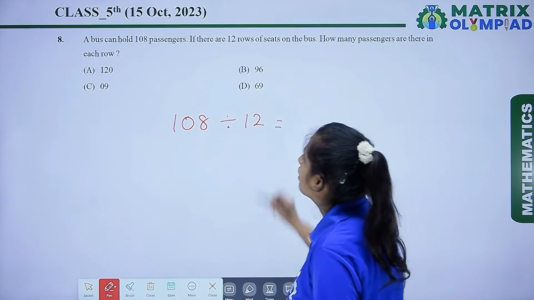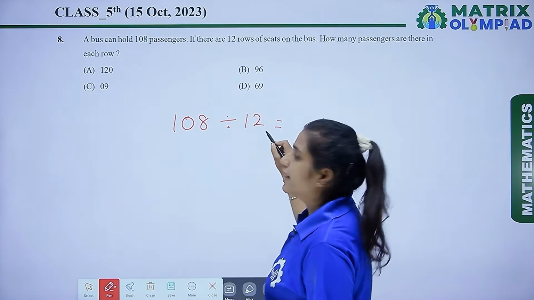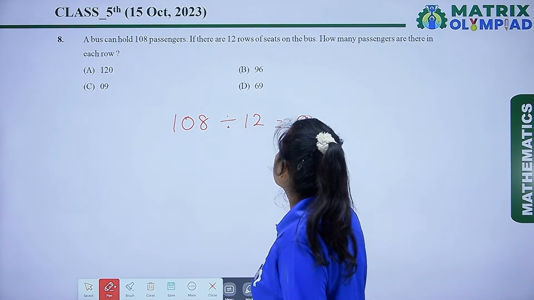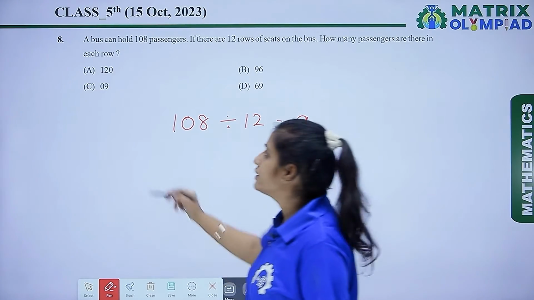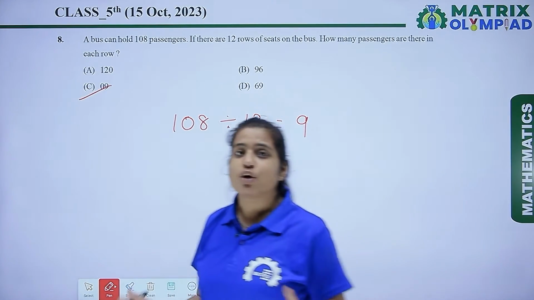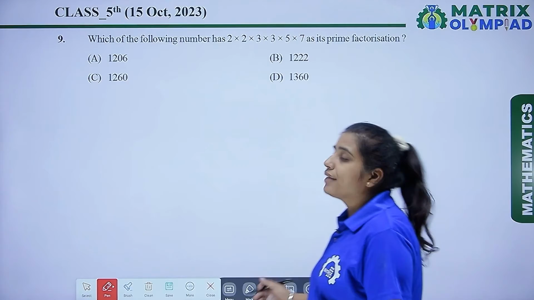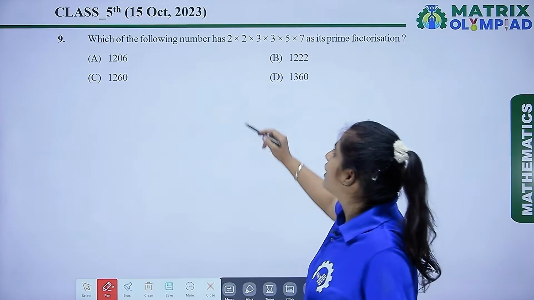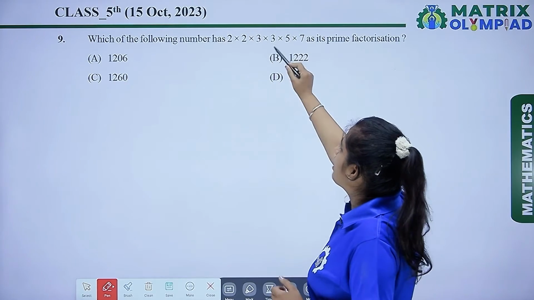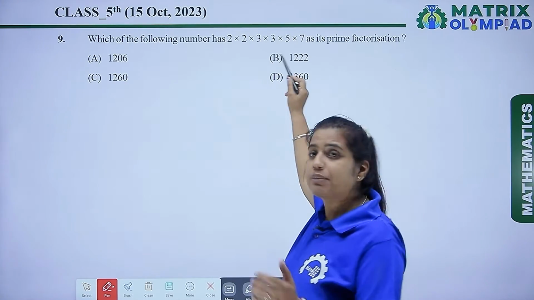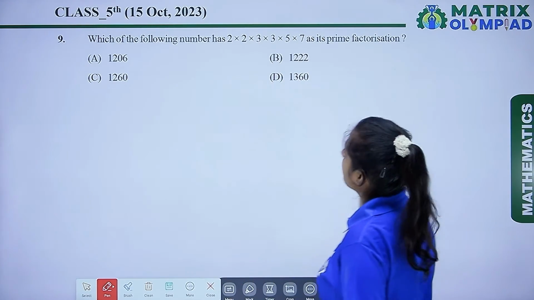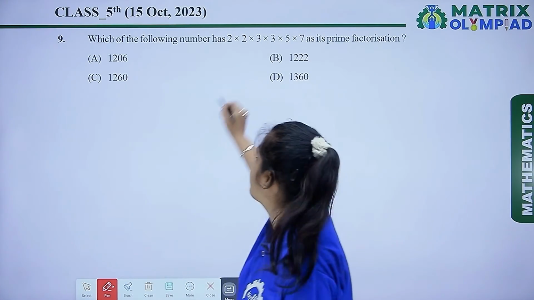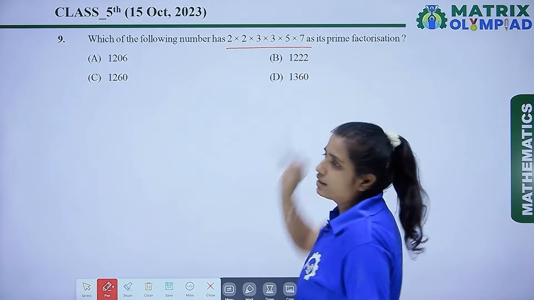तो यहाँ पर आपके पास 108 को डिवाइड करना है 12 से, and after division we will get 9. So here option C is the correct answer. I hope you understood. Now here in the 9th question, which of the following number has 2 multiplied by 2 multiplied by 3 multiplied by 3 multiplied by 5 multiplied by 7 as its prime factorization? आपको बताना है कौन सा नंबर है जिसका प्राइम फैक्टराइजेशन ये है.